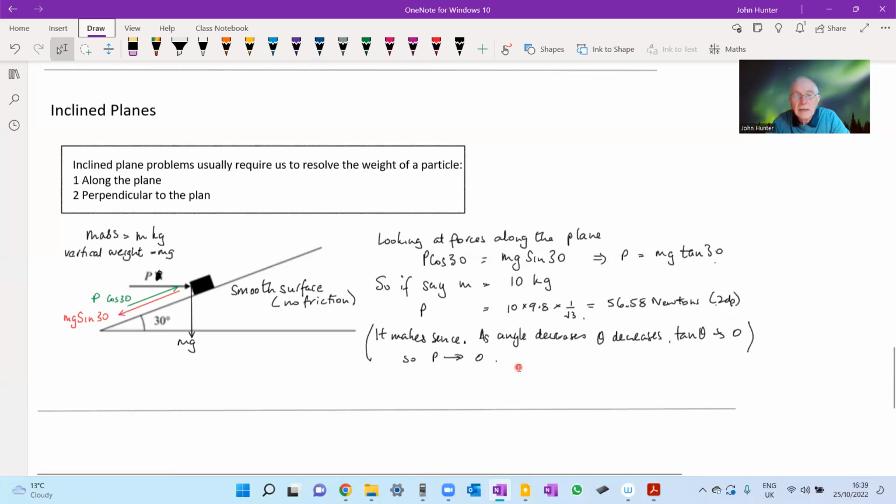So that is about resolution of forces. Those are simple examples. We're going to come to do some more difficult things, but for now, that is it.